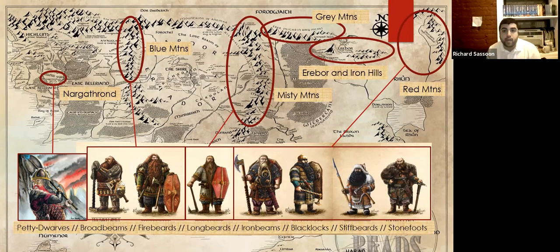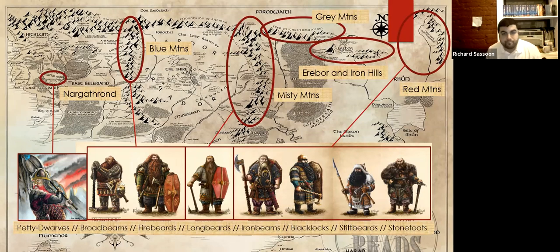At the northern top of that circle, you have Mount Gundabad, which was the original waking place of the Longbeards. But of course, they live throughout the entire chain, especially the country of Moria. We'll go more in depth with that, of course. Eventually, they move into the Grey Mountains, which are to the north and east of Mount Gundabad. And of course, if we remember the story of Thorin Oakenshield, his entire quest is to go to Erebor, which is the Lonely Mountain, just southeast of the Grey Mountains, and to the east itself of the Iron Hills.